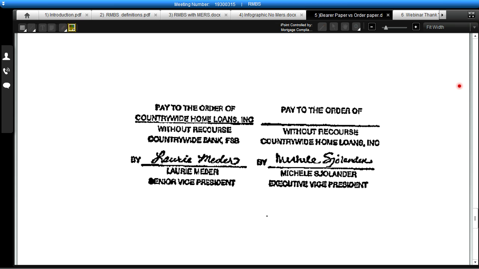This hasn't been filled in. We know what the intent of this incomplete set of instructions is, all right, that Countrywide Home Loans is going to release its rights. However, without a named payee or identified party, negotiation cannot take place and does not take place.